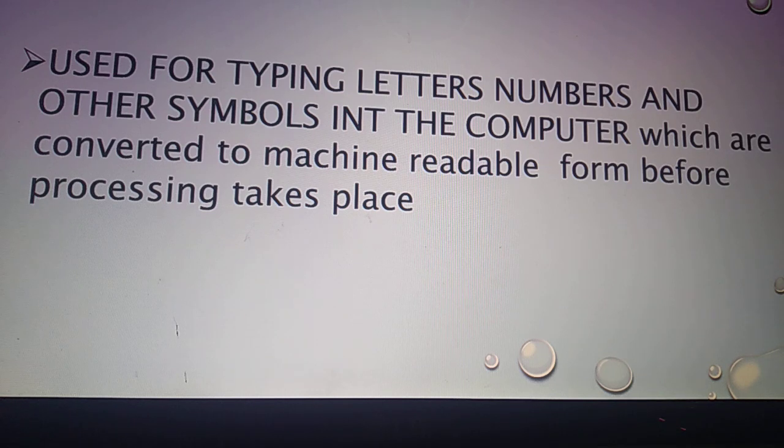Now, what is a keyboard? A keyboard is an input device that is used for typing letters, numbers, and other symbols in the computer. These are the ones that are converted into machine-readable form. As you understand, the computer processes data in form of zeros and ones. Those are what we refer to as bits, and those are the machine-readable form that we are talking about.